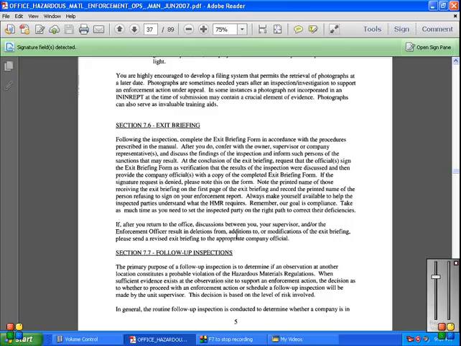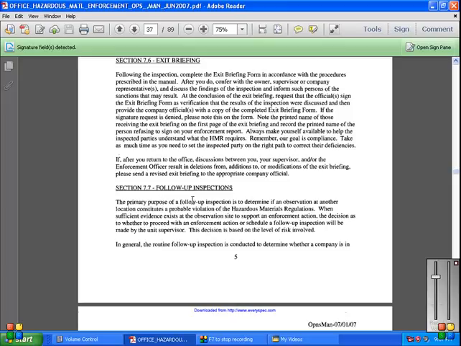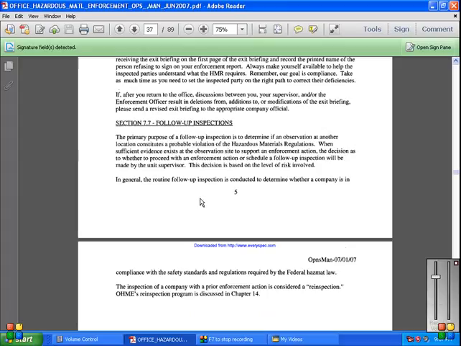Follow-up inspection. The primary purpose of following up the inspection is determining observation of other locations of probable violation of hazardous materials regulations. When sufficient evidence exists to support enforcement action, a decision is made whether the enforcement section is scheduled, and a follow-up inspection will be made. The unit supervisor's decision is based on the risk involved. A general routine follow-up inspection is conducted to determine the company's compliance with the safety standards and regulations required in the hazardous materials law.